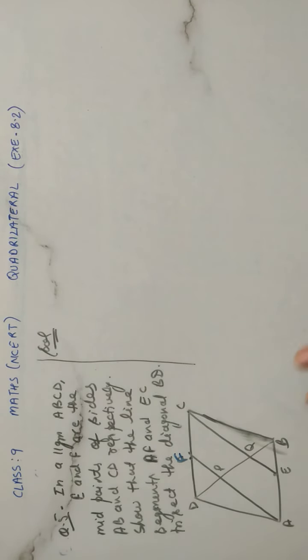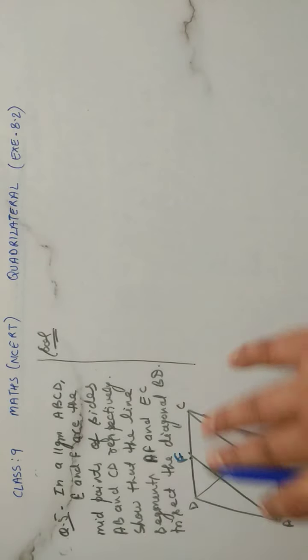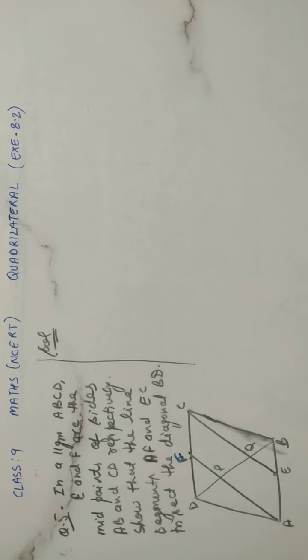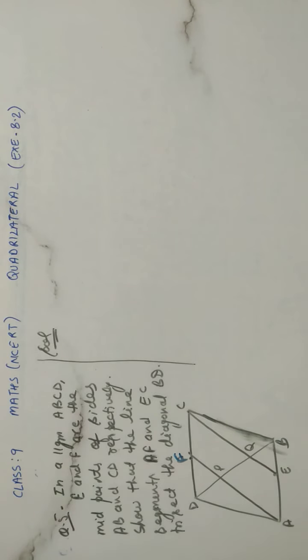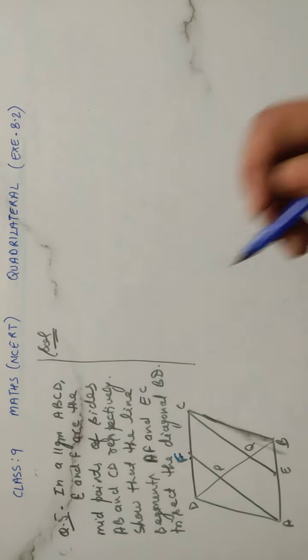And what is given to us? We have to show that the line segments AF and CE, which we have drawn, trisect the diagonal BD, meaning we have to prove that these three parts are equal. Now see the solution, how we will prove it.